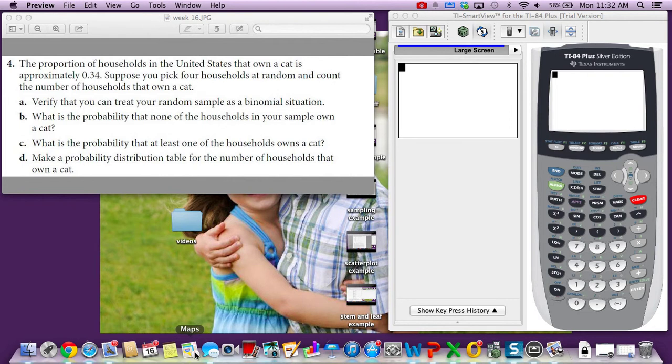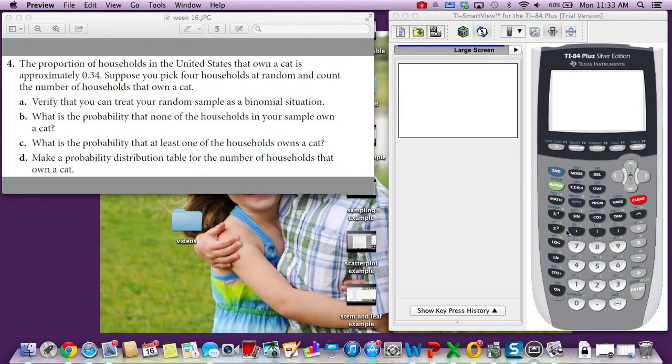In order to treat something as a binomial situation, you basically have to have a success and a failure. So do you have a success? Yes, your success is owning a cat. Your failure is not owning a cat. Each trial is independent of the others. That is, the probability of a success doesn't change depending on what happened before. One household doesn't affect another household, so that is true. They are independent. There is a fixed number of trials. Yes, our fixed number is 4. And the probability of a success is within 0 to 1, which is true. Our probability of a success is 0.34.